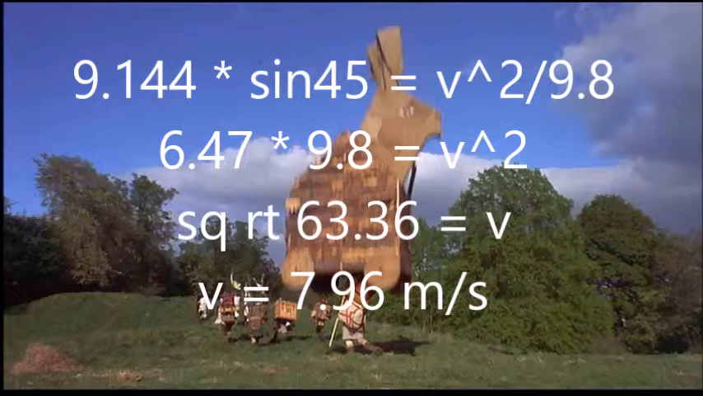To solve, multiply 9.144 by sine of 45 to get 6.47. Multiply that by 9.8 to get 63.36. All we need to do now is take the square root of 63.36 to get a velocity of 7.96 meters per second. That velocity seems a little weak to launch a 1-ton rabbit through the air, but let's keep digging.